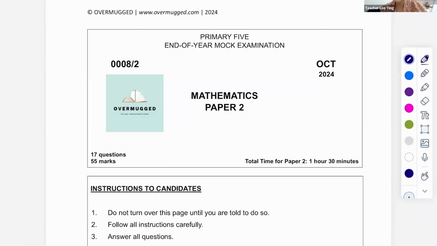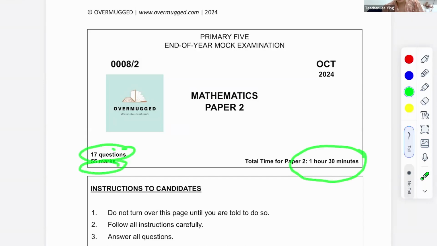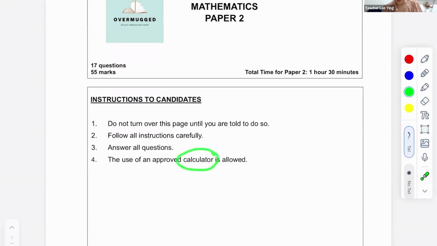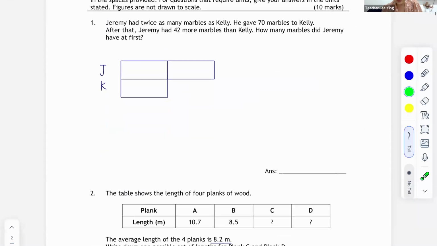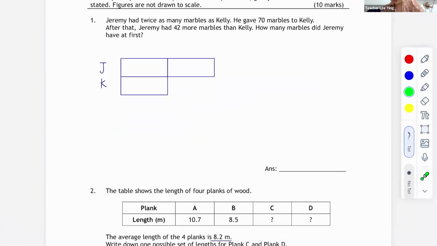All right, let's get started on paper 2. So paper 2 is 1 hour and 30 minutes long. It usually has 17 questions and is worth 55 marks. All right. You can use a calculator for paper 2. So let's take a look at question number 1 to 5 first, and they are worth 2 marks each.